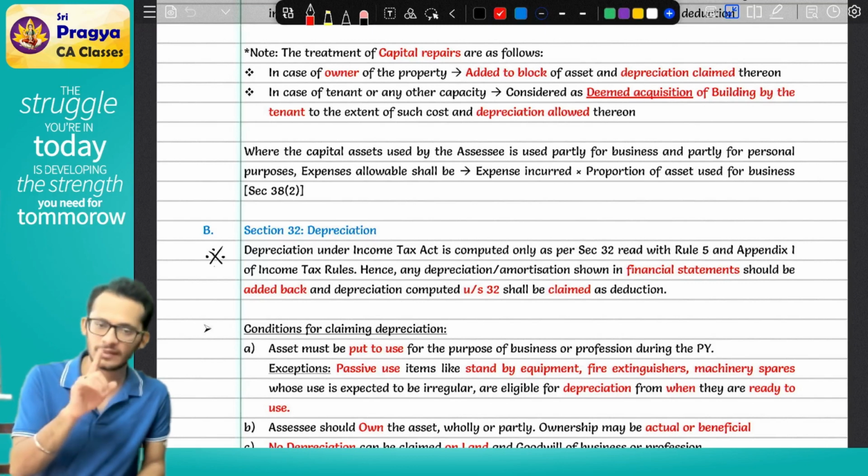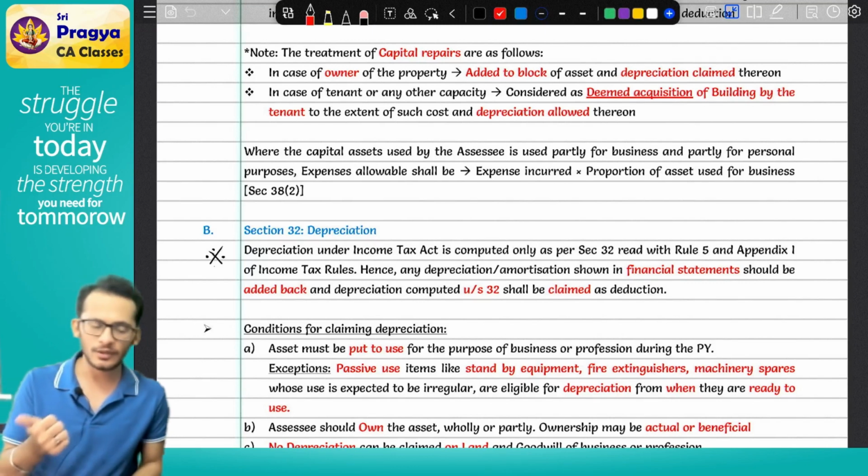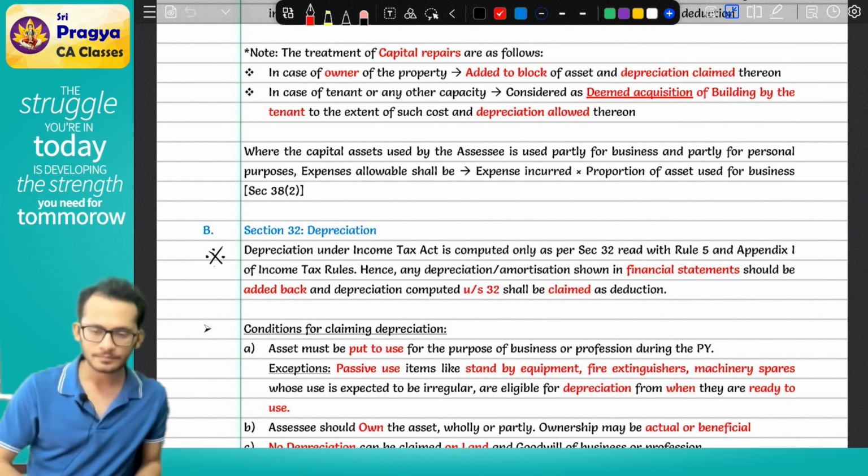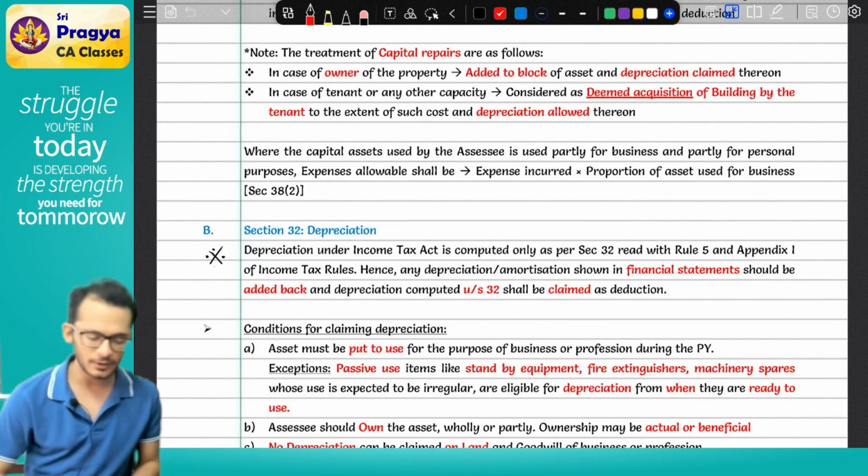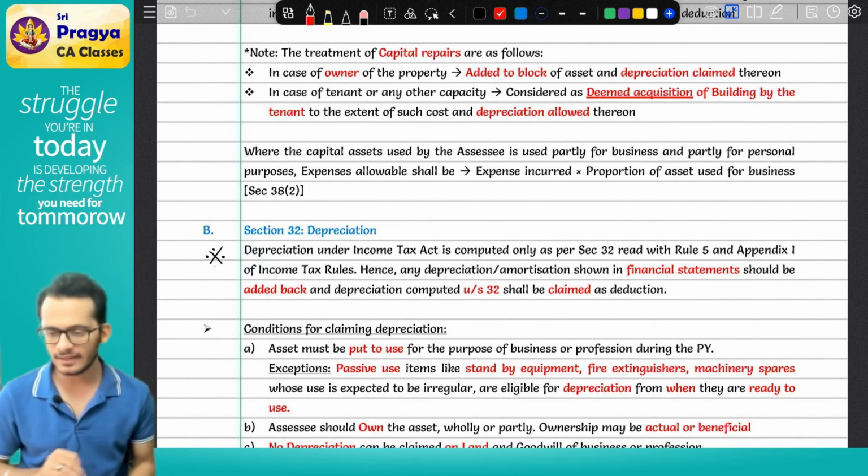We told there are two methods. One is called the SLM method, one is called the WDV method. SLM is permitted for only power sector undertakings. WDV is permitted for every undertaking. That is what we discussed yesterday.